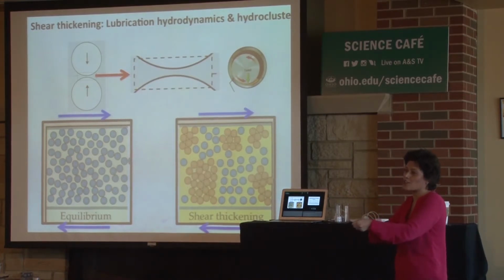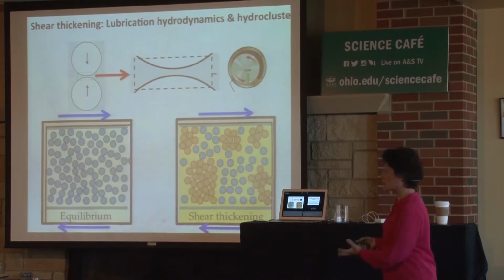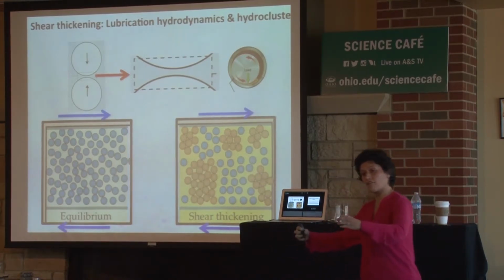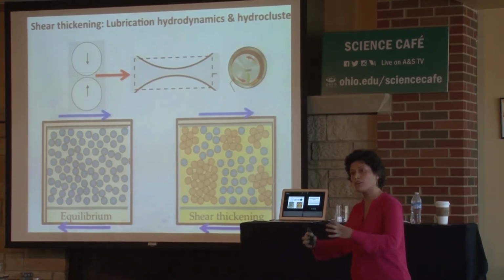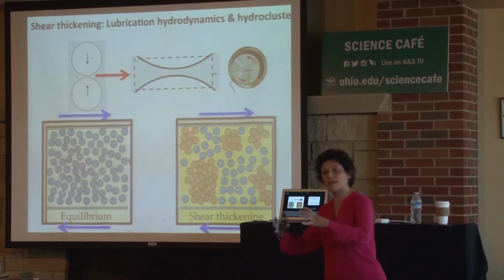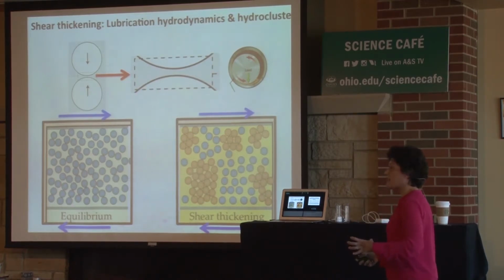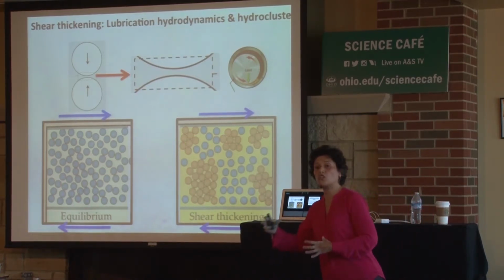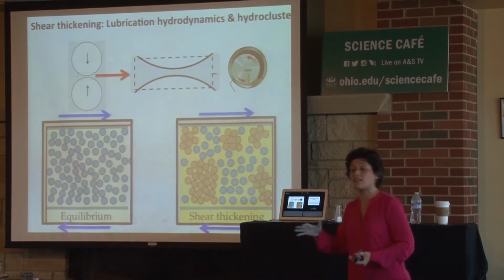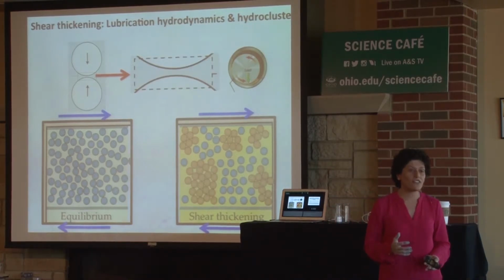You should apply lots of energy. So what happens, you shear the suspension, the grains of cornstarch come into contact, and the lubrication force basically fixes them together. You get these clusters of particles that are attached together and they want to move. As you shear faster, you have to shear these large clusters. And this is really difficult to do.